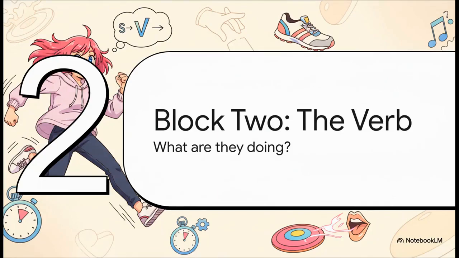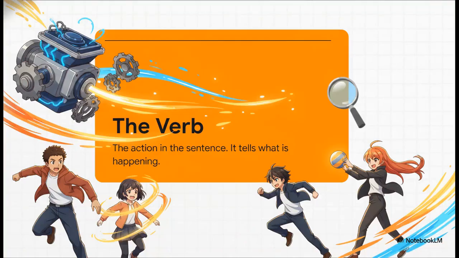All right, so we've got our who, but a subject all by itself is kind of boring. It needs to do something, right? And that's where our second building block comes in, the verb. The verb is all about action. It's the engine of the sentence, really. It tells us exactly what is happening. I mean, without a verb, nothing moves, nothing gets done.